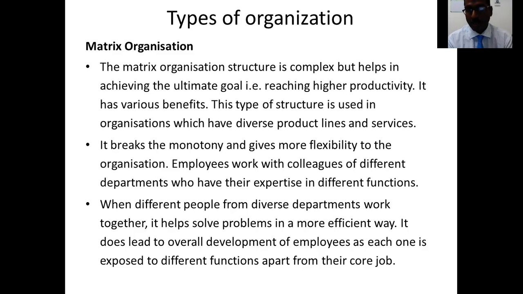It breaks the monotony and gives more flexibility to the organization. So what is the meaning of monotony? Mono means single, one. So it gives staff members multitasking, to work in a diverse situation. The staff members need not do the same task or the same work again and again. So employees work with colleagues of different departments who have expertise in different functions. In a functional structure, all the specialists in a particular area work together. Here, specialists of different departments will be working together.